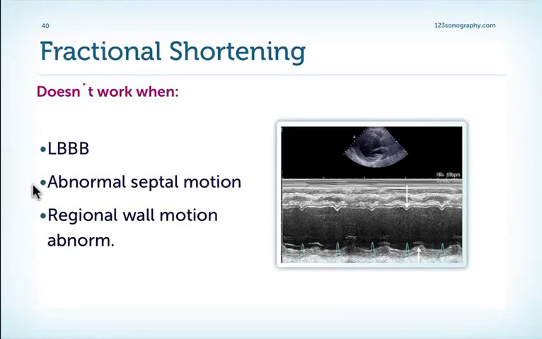You have the same problem if you have abnormal septal motion due to other reasons, for example, right ventricular pressure overload or volume overload. And you also have to be careful in situations where you have regional wall motion abnormalities, because this can lead to either over or underestimation of ejection fraction or fractional shortening, depending on whether you have the region of infarction or regional wall motion abnormality within the ultrasound beam or not.